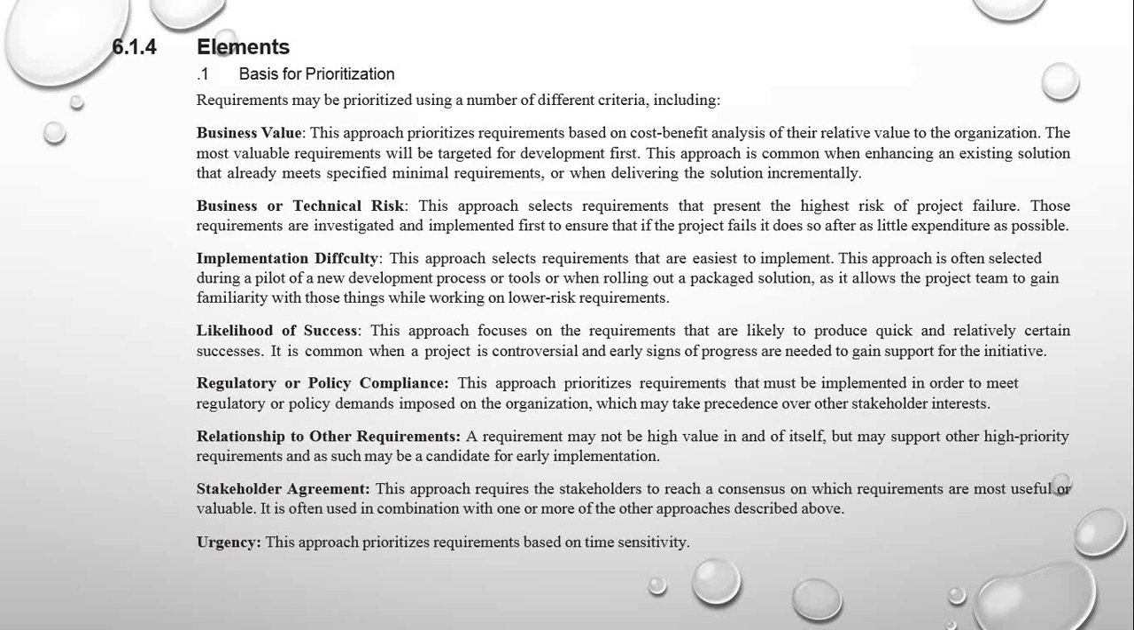Regulatory or policy compliance. What exactly is it? It prioritizes requirements that must be implemented in order to meet regulatory or policy demands imposed on the organization, which may take precedence over other stakeholder interests. So when we are talking about regulatory and policy compliance, we always have to think about something called conflict of interest.